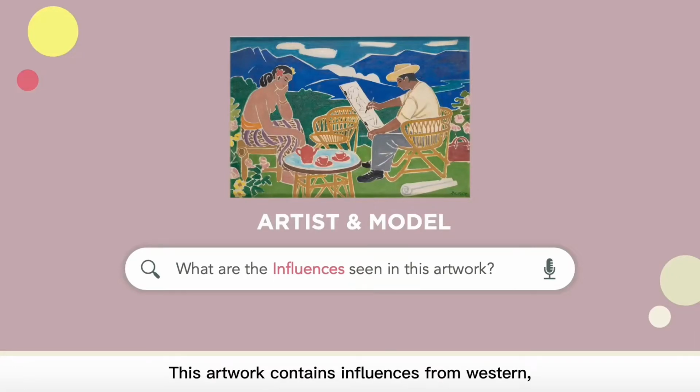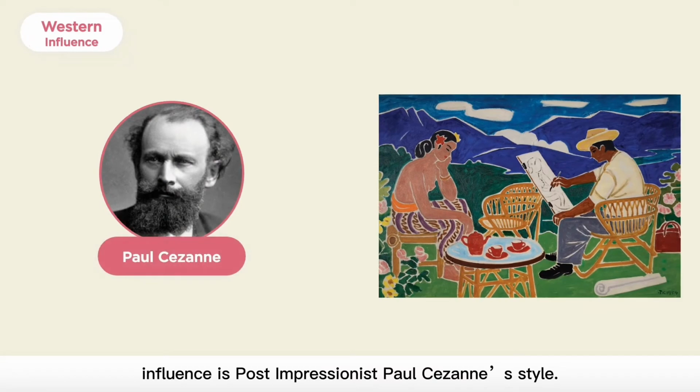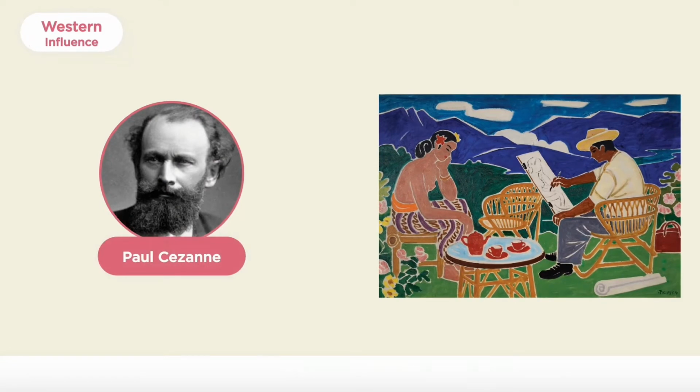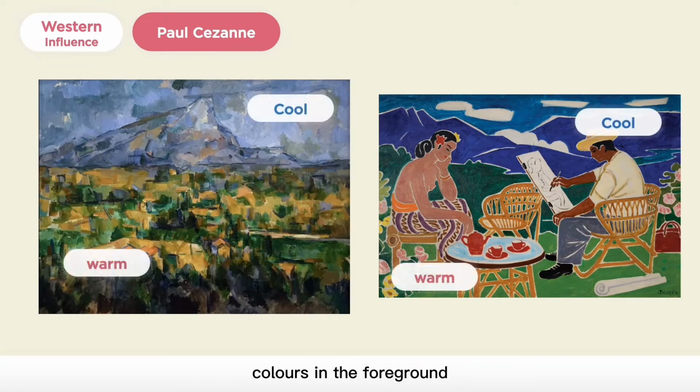This artwork contains influences from Western, Eastern and Southeast Asian styles. A key Western influence is post-impressionist Paul Cézanne's style. His mountain paintings, Mont Sainte-Victoire series, utilize a juxtaposition of warm colors in the foreground and cool colors in the background, allowing the background to recede into the distance and the foreground to advance towards the viewer.